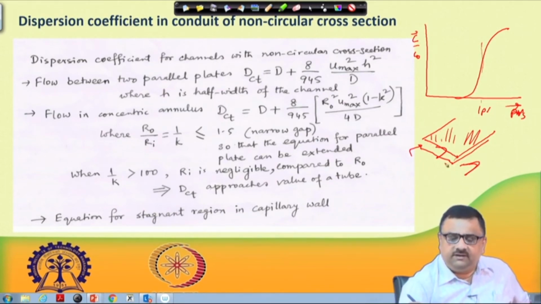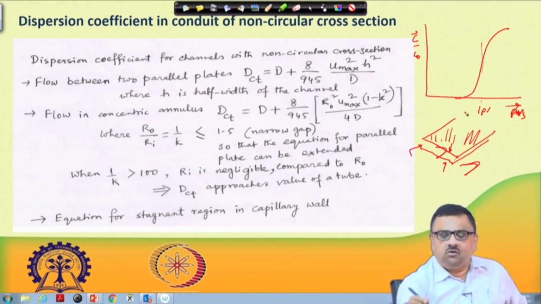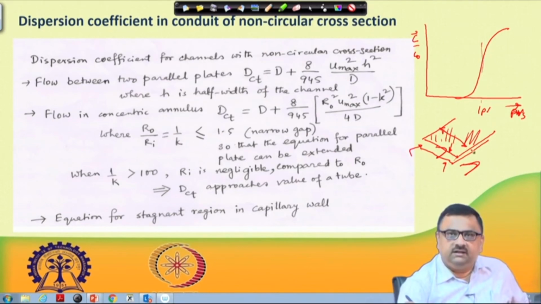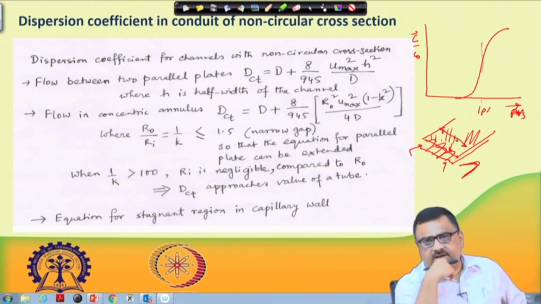Flow between parallel plates means the distance between the two parallel plates is small compared to this particular dimension. If this is called aperture and this is called width, then the width is much larger compared to the aperture. So, we can consider this to be just a parabolic velocity profile that is there everywhere inside. So, the flow is taking place between two parallel plates.